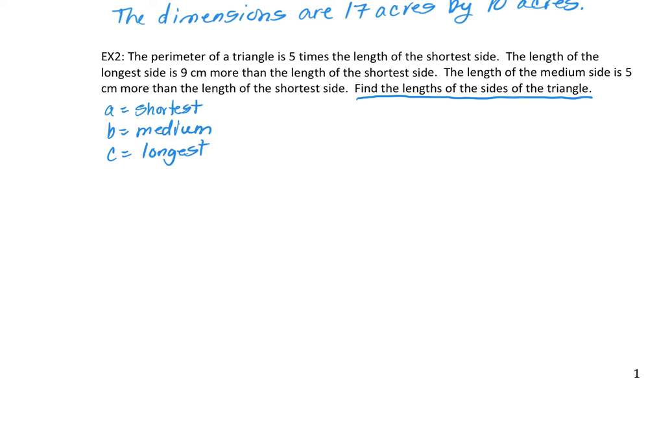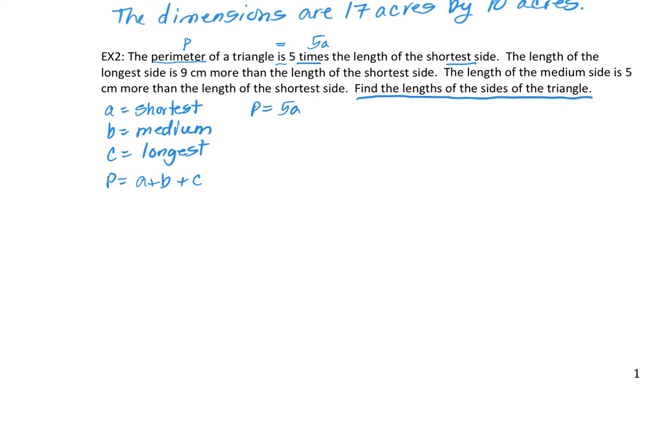I need an equation, and again we have a perimeter. And I know the formula for the perimeter of a triangle. All you're doing is you're adding up the length of all 3 sides, which means my perimeter is going to be A plus B plus C. Again, I have one equation. I need it to be written in terms of just one variable. But I have a lot of information here. I know that the perimeter, so that would be P, would be equal to 5 times the length of the shortest side. So that would be 5A. So I have P is equal to 5A.